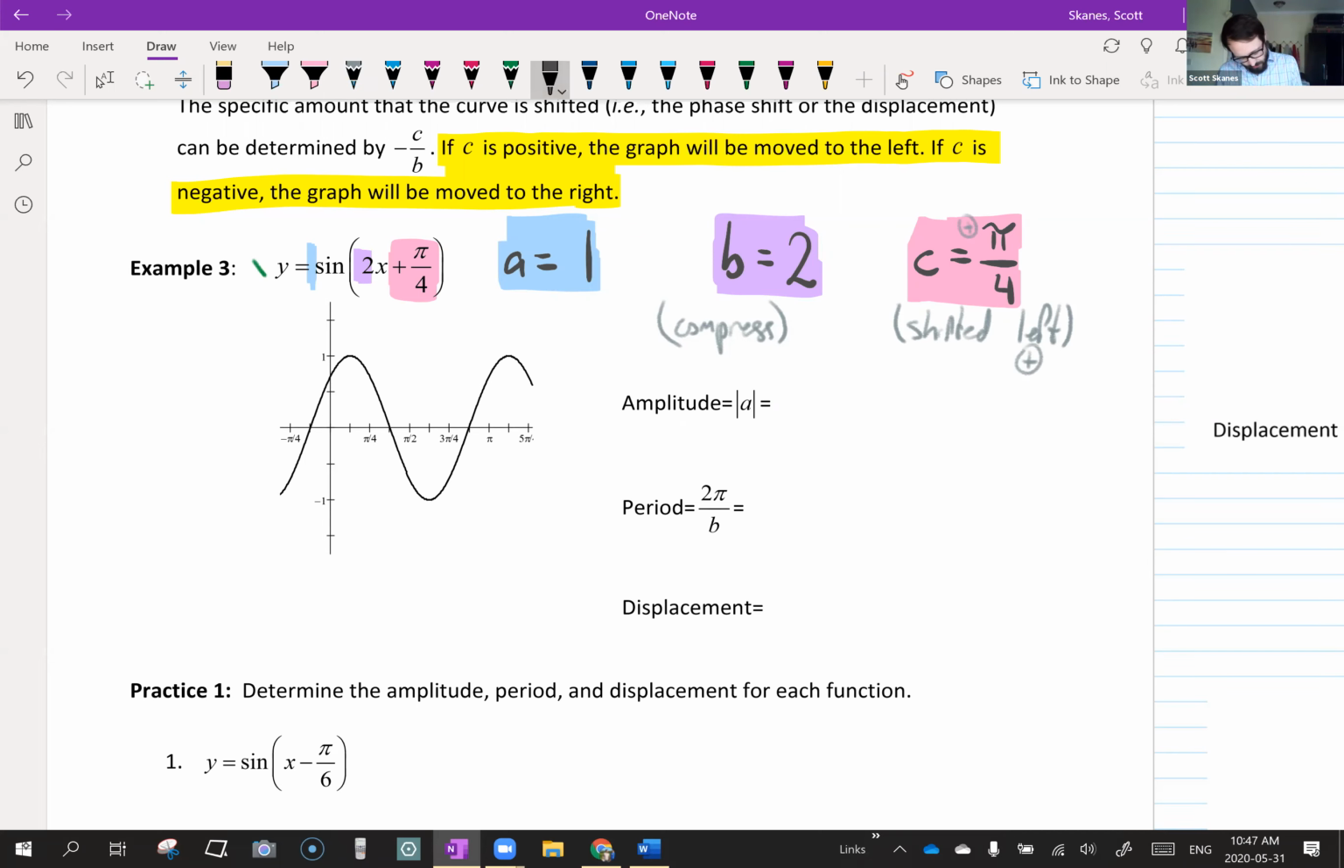Okay, let's do our job here. We have A is 1. That one's easy. Just steal it. Period is 2 pi over B, 2 pi over 2. Hey, we saw that one before. So period must be pi. Is period pi? Let's see. From here to here is pi. Yep. So the period is pi. We're okay.